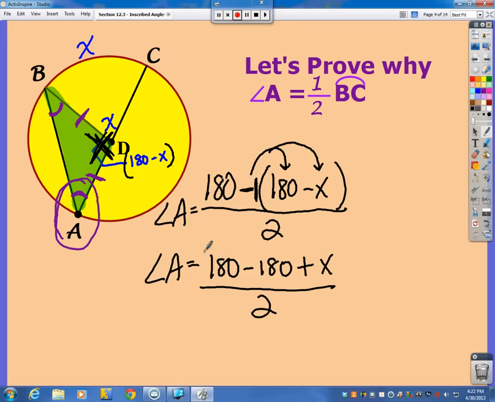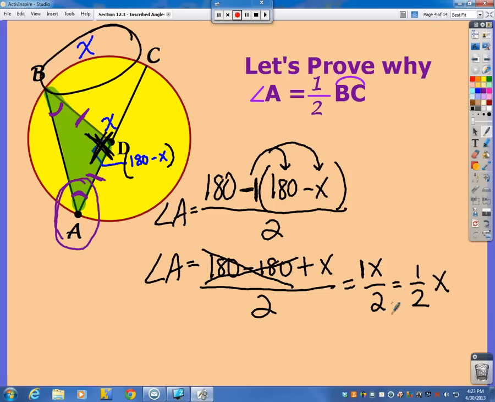Now look what happens here. 180 minus 180 will cancel out. And what's left over is x over 2. Now I can put a 1 in front of that x, and then what I could do is separate the number part from the variable part. So angle A in the end is 1/2 of x. And what was x? X was the arc. So we're saying again, the angle is equal to half of the arc, in this case, the x there.